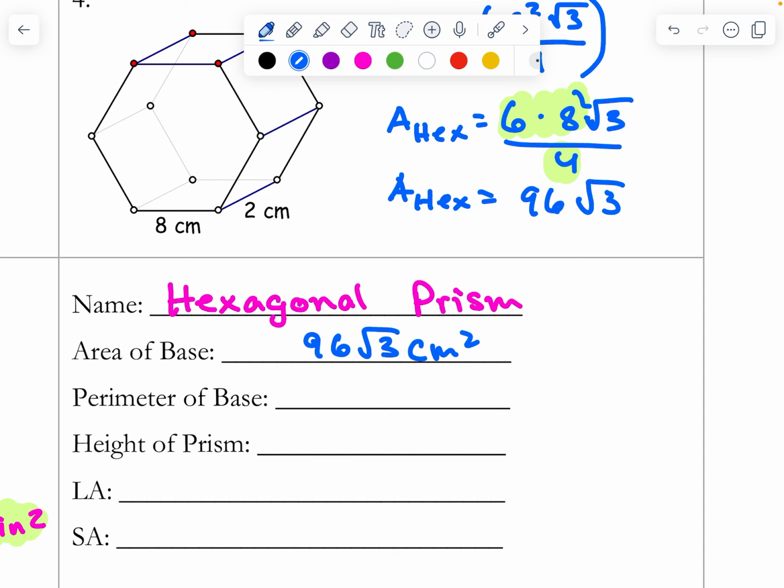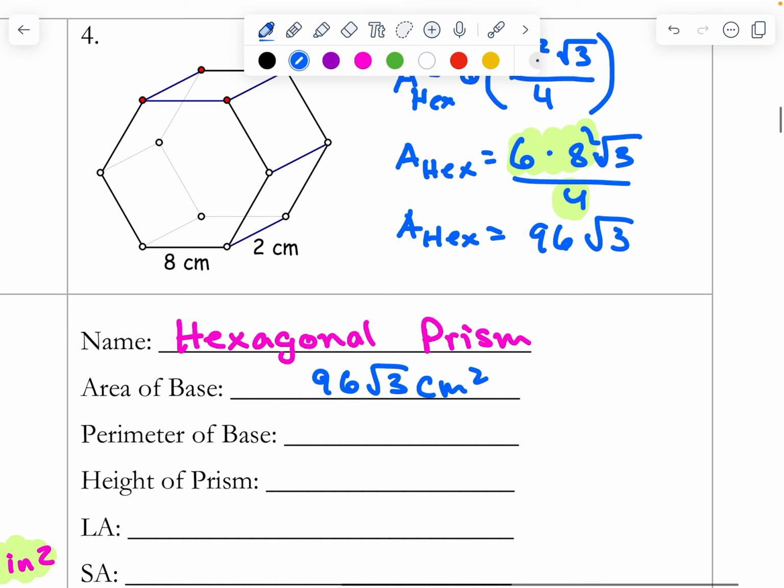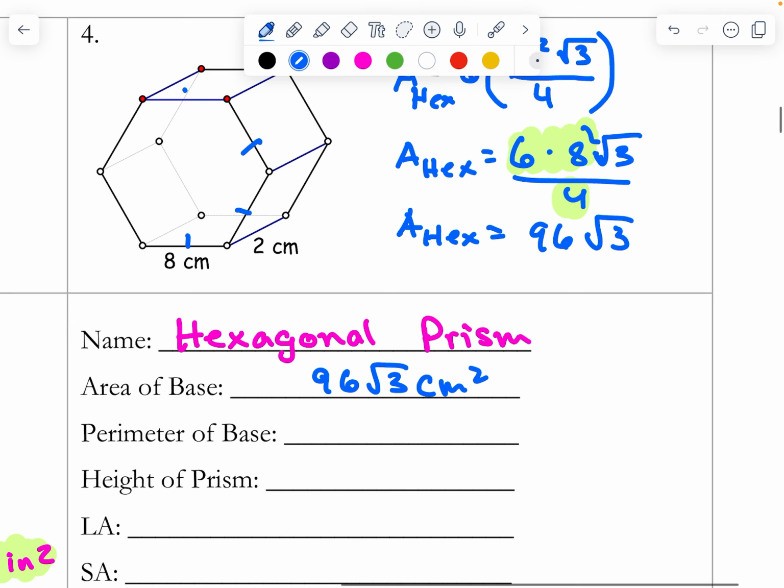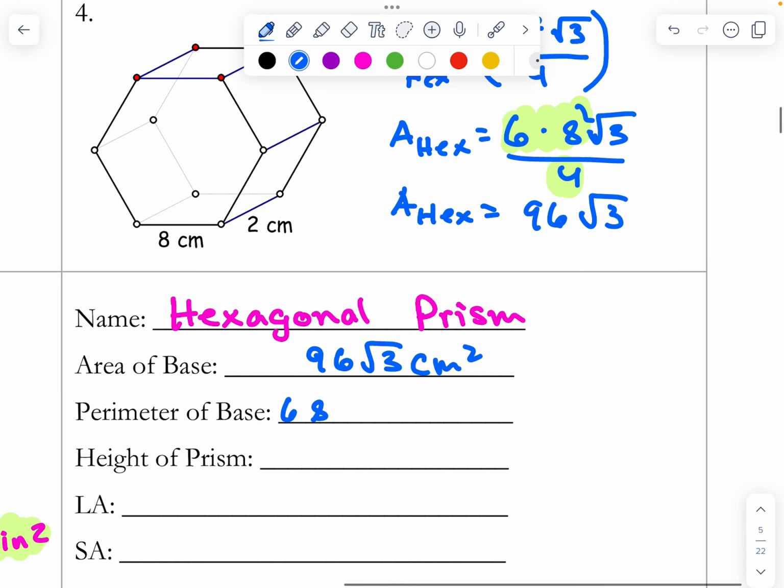The perimeter of the base is just 8 times 6, because it's a hexagon. So 6 times 8 is 48 centimeters.